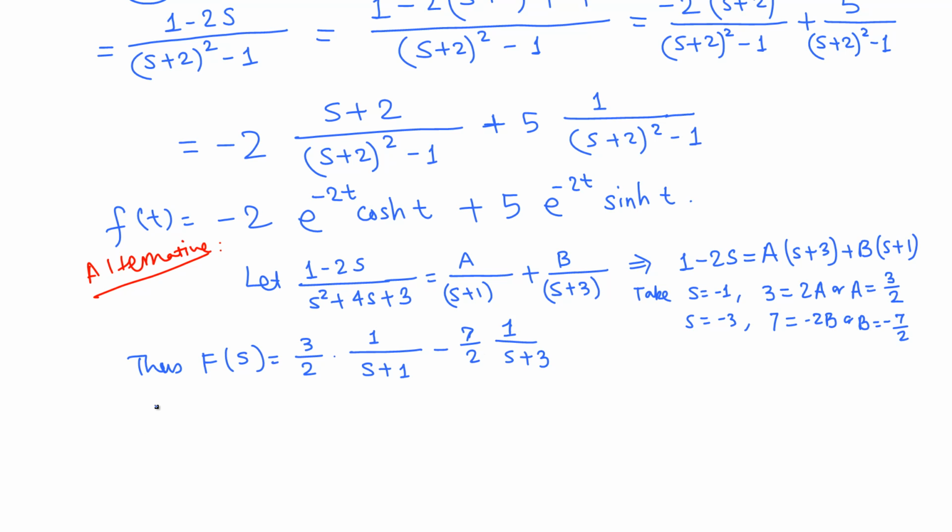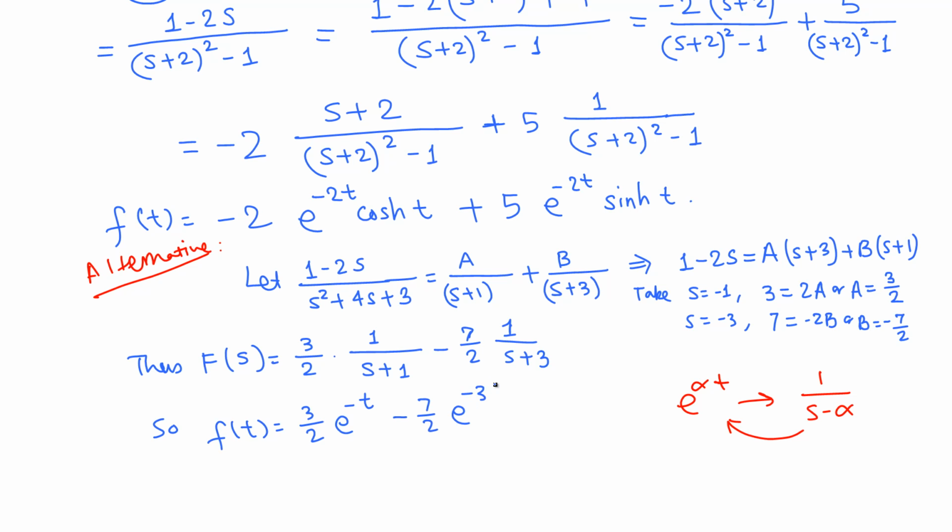Then using the table, because this is 1 over s plus a, and we know that when we have e to the alpha t, the Laplace transform is 1 over s minus alpha. So the other way around, 1 over s minus alpha gives e raised to alpha t. So the answer in this case is 3 halves e raised to negative 1t, minus 7 halves e raised to negative 3t.